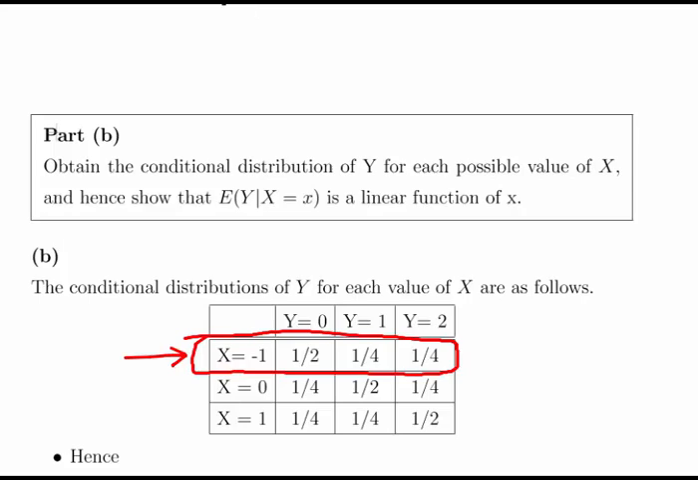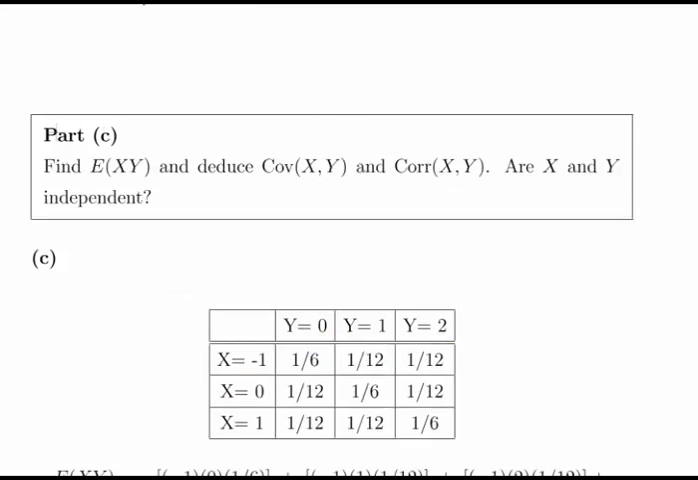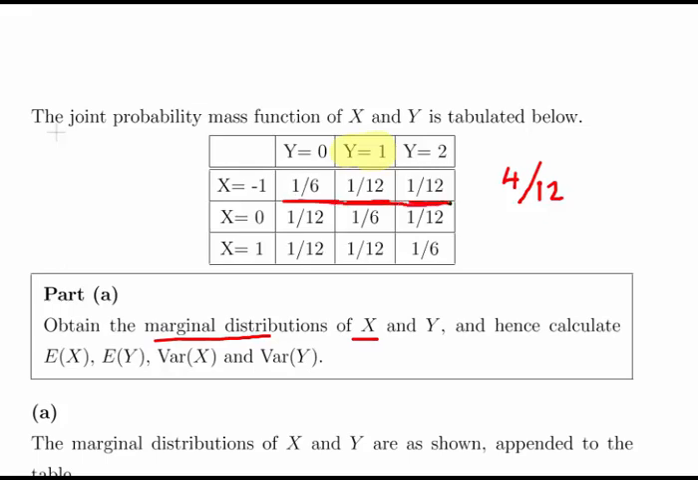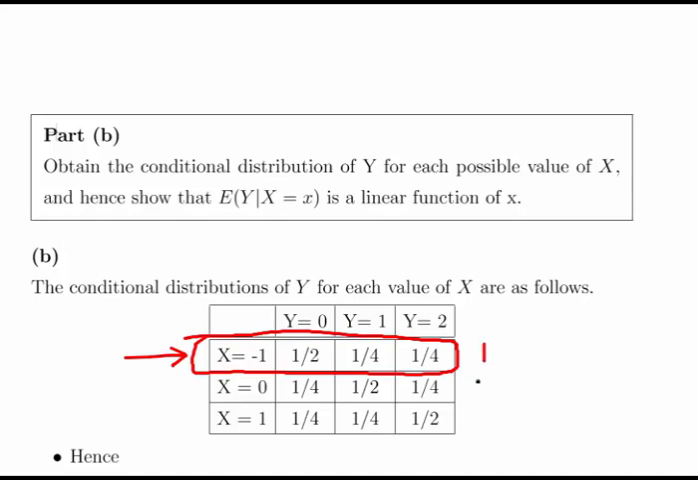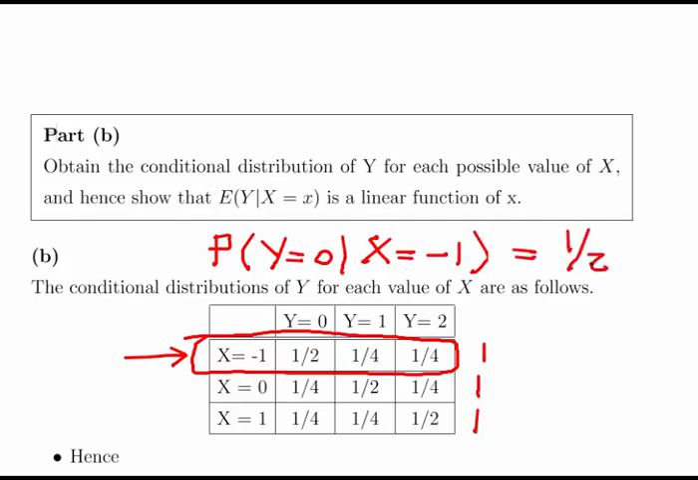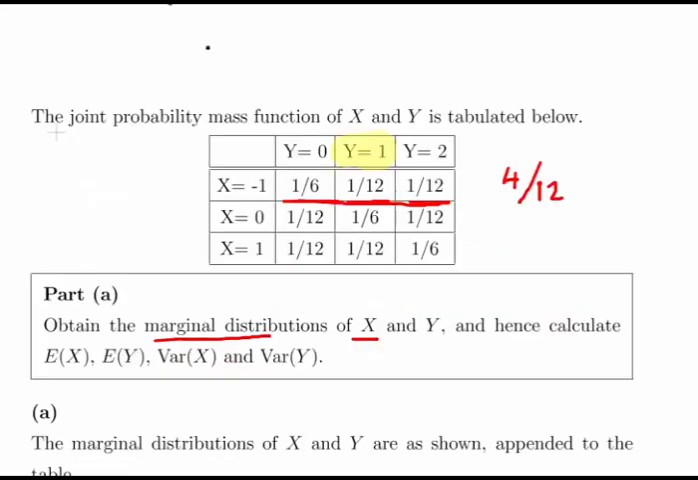Okay, so it's essentially reorganizing this information here, rewriting it in a way such that the totals are 1 in each case, and making sure that we have the right proportions laid out. So given that x equals -1, the probability that y is equal to 0 is 1/2, because it's 1/2 of the 4/12 for the joint probabilities.